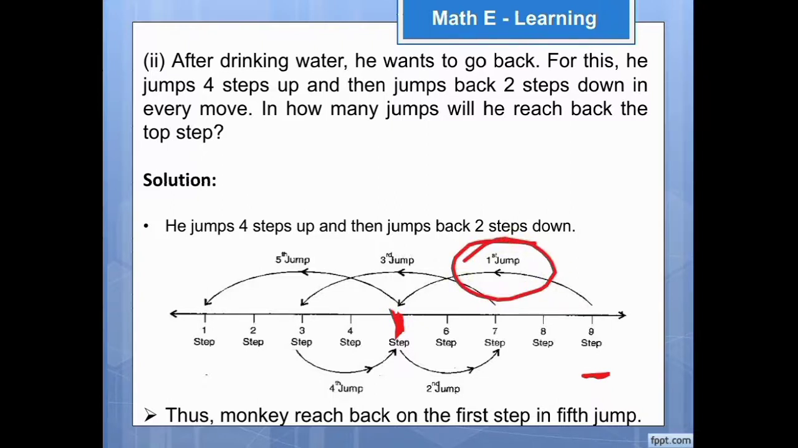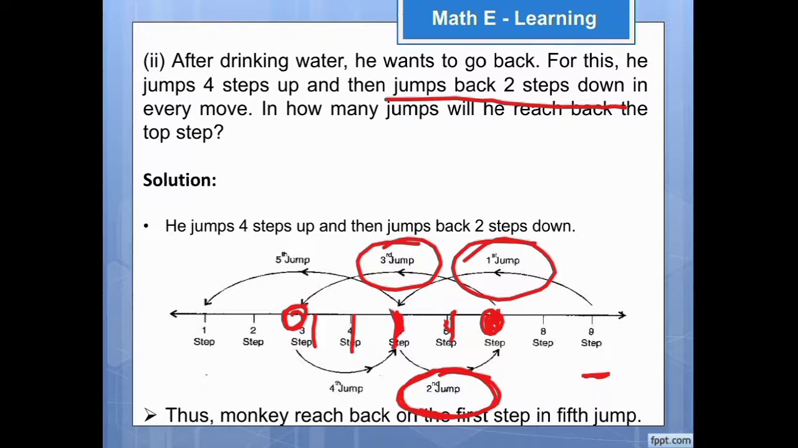And then we count 2 from here. And after the second jump, he reaches the 7th step, because he jumps back 2 steps down. So after the second jump, he will be on the 7th step. Then we count 4 again from this 7th step, 1, 2, 3, 4. And after the third jump, he reaches the third step.